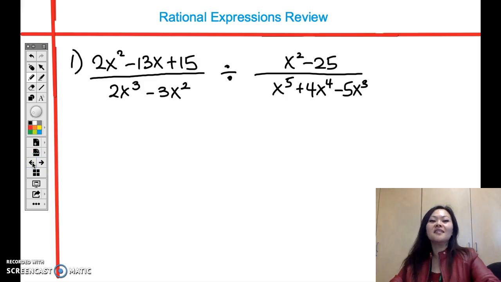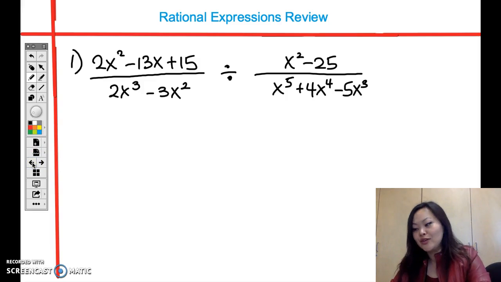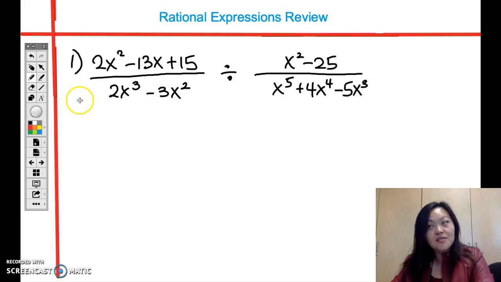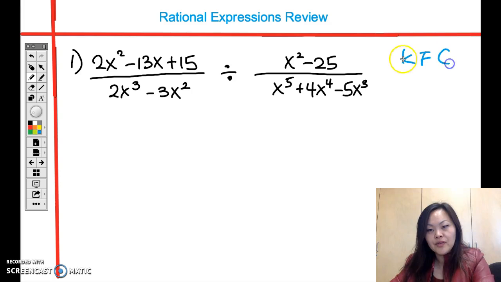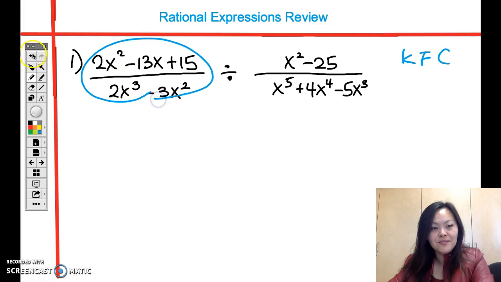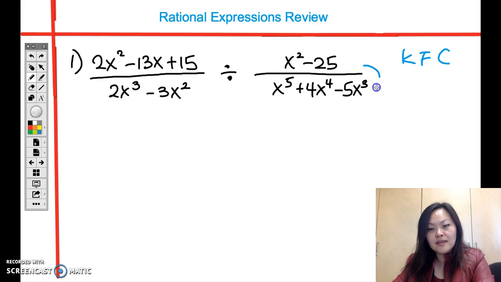So let's take a look. We are doing review, so let's try and go as fast as possible. Number one is a question that looks like this. You're dividing, so we have to use KFC. Remember what KFC stands for? You keep the first part, and then you flip the second part. And then the C stands for change this to multiplication, right?